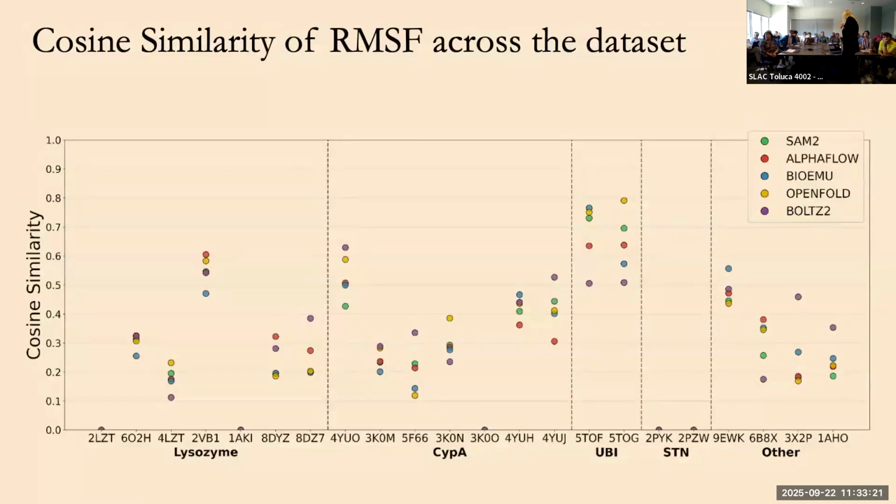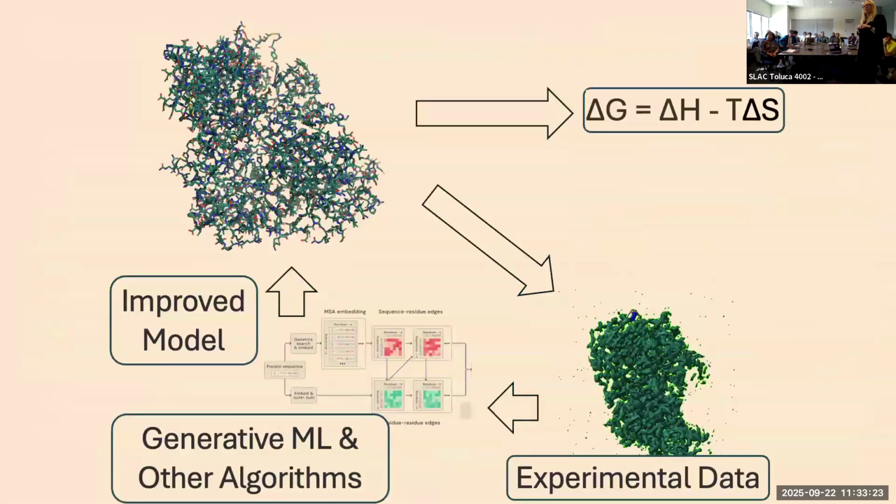But this is just the start of how we see being able to include a lot of these generative ML models. Maybe you can improve a model, but you have to go back to this experimental data, use a lot of these models to fit the experimental data, and continuously think through this.